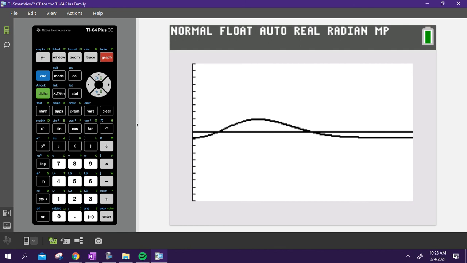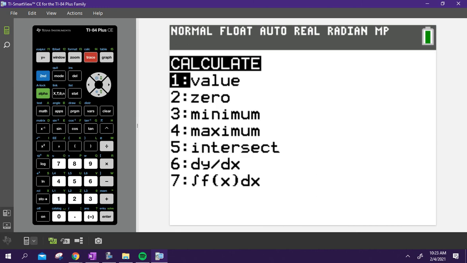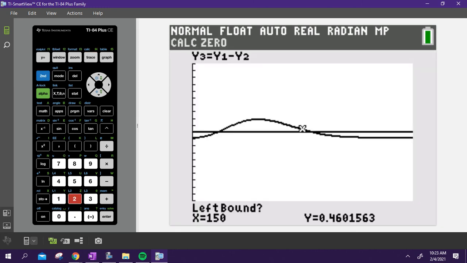How many critical numbers do I have here? 2, because there are 2 places where it's equal to 0. So I'm going to go second, calculate the zeros. Which one of these is going to be a minimum? Is it the first one or the second one? The first one. It's only going to be the first one because the second one is going from positive to negative. But that first one, since the derivative is changing from negative to positive, that makes this thing a minimum.